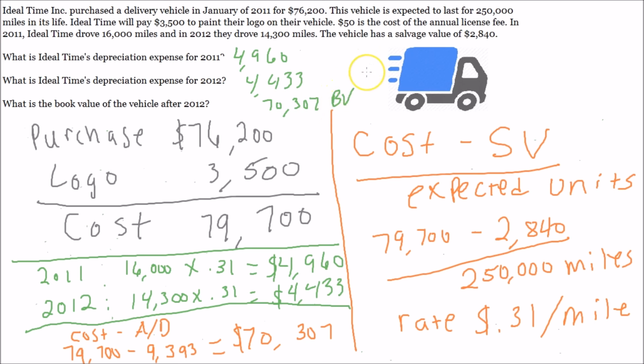Book value. All right, it's a lot of steps there. But if you just follow that formula, make sure you get your correct cost first, write down your formula, plug in the numbers, get your rate of 31 cents a mile, and then go ahead and apply it to each year, 2011, 2012. Get your accumulated depreciation by adding up your years, subtract that from your cost, and you get book value. Not too bad.